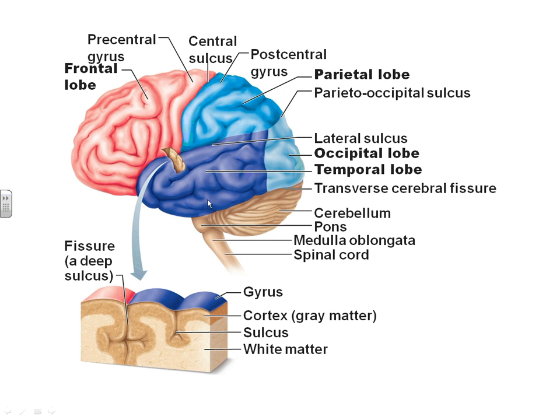The area here in purple is the temporal lobe. The temporal lobe is separated from the frontal and parietal lobes by the lateral sulcus. The very back portion of the cerebrum is called the occipital lobe. It is separated from the parietal lobe by the parieto-occipital sulcus.